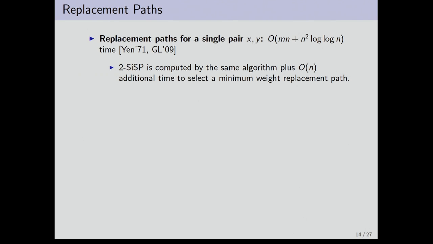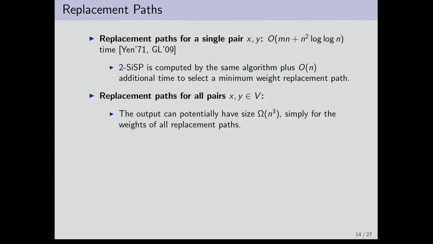Okay, so one more slide on replacement paths. I said replacement paths are very well studied and closely related to SISP, pretty much the same for known algorithms. And so the cost is you would take an algorithm for replacement paths and spend linear time, a time proportional to the length of the path, to select the minimum weight replacement path. Now you can ask about all pairs replacement paths. This has been studied before quite a bit, even though all pairs k-simple shortest paths, as far as we know, hasn't been studied before.